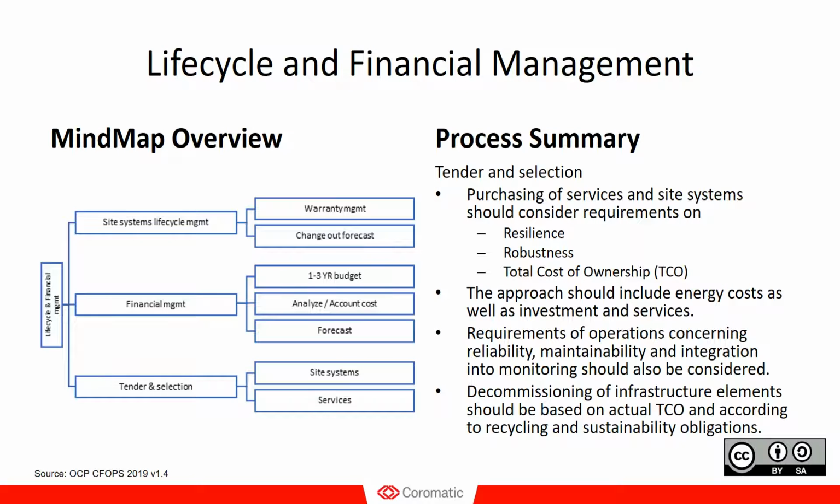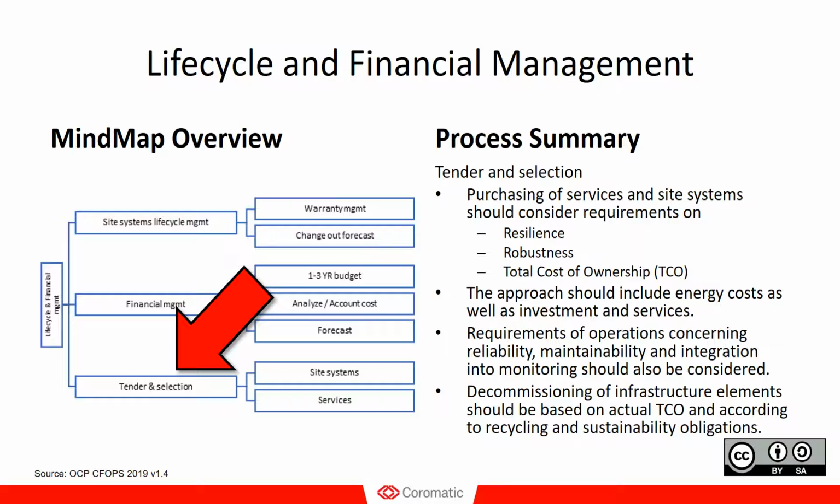The third part is the tender and selection. Well, if you have control of your site systems and components, you have a change out forecast, you of course need to tender and buy new equipment, but you also have your service providers, and you may want to challenge them and make sure that they are really cost effective and deliver the highest quality expected, which means that you may want to run the tender and selection process for replacement of site systems or new site systems and for the services being provided.